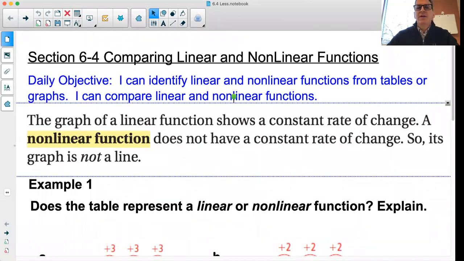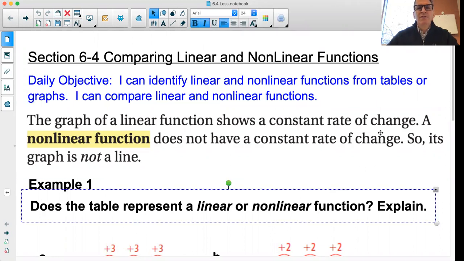All right, folks, today's daily objective is I can identify linear and nonlinear functions from tables or graphs. I can compare linear and nonlinear functions. So we are working from page 268. It's not really a key idea here, but there is a nice sentence I pulled from the book.